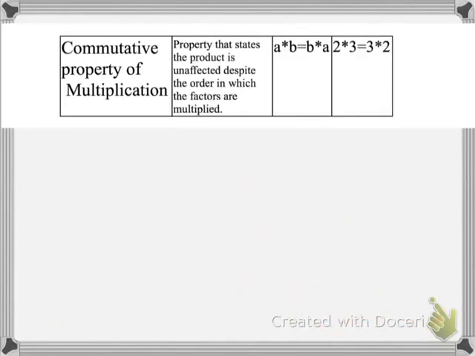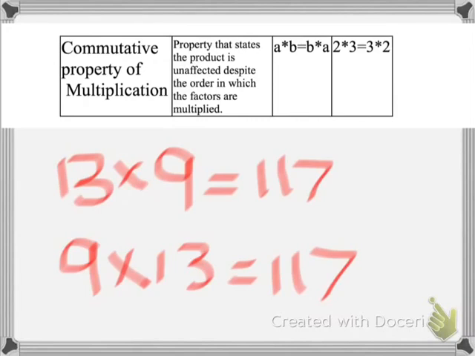Commutative property of multiplication. Property that states the product is unaffected despite the order in which the factors are multiplied. 13 times 9 equals 117. 9 times 13 also equals 117. The numbers can be multiplied in any order, and the product will stay the same.